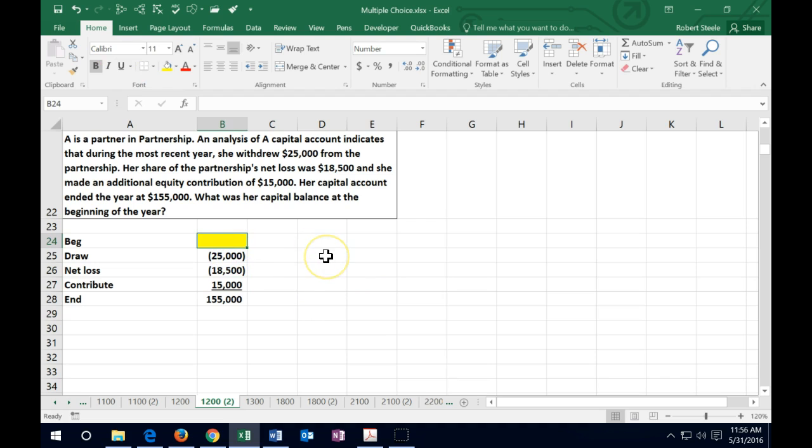So if we think about the formula, then it's what is this minus this plus this should equal that. So, if we wrote that out algebraically, let's do it this way. I'm just going to say x minus 25,000 minus 18,500 plus 15,000 would then equal this 155,000. And then we could of course solve for this. These are all on the same side, so we could add those up. So if we added these three up, it adds up to 28,500.